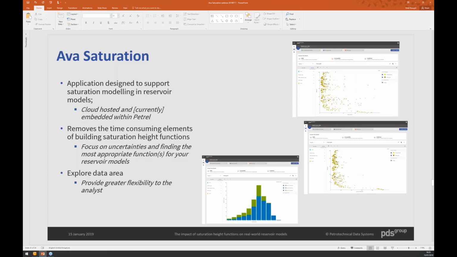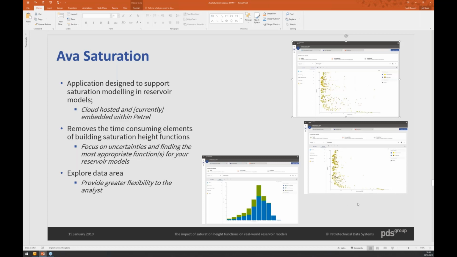So what we have is this explore data area, where we're trying to provide you with a bit more flexibility and just make life that little bit easier for being able to plot things up and test different assumptions. So if we look on the right hand side here, I have two charts. I have the chart at the top, which has got the water saturation logs plotted against height above free water level, and then at the bottom I've got bulk volume of water versus height above free water level.